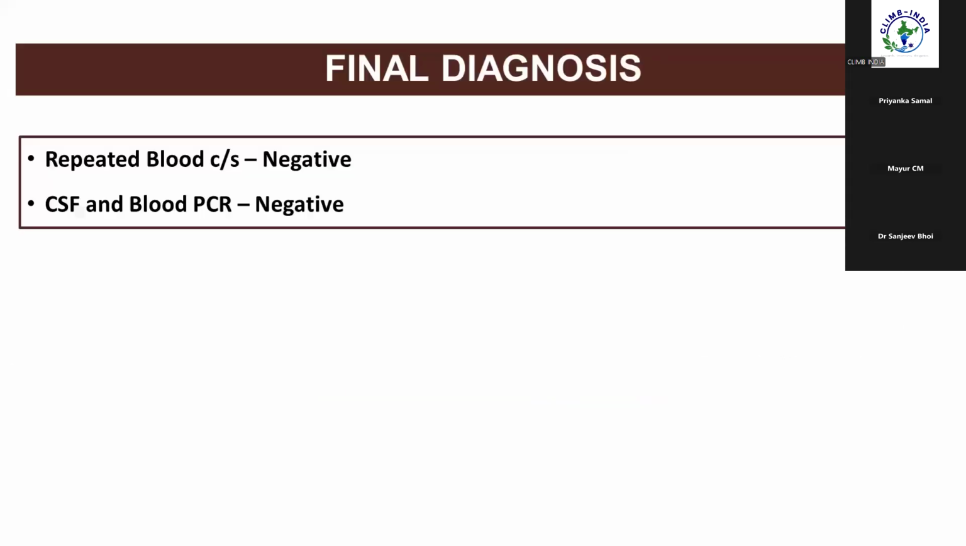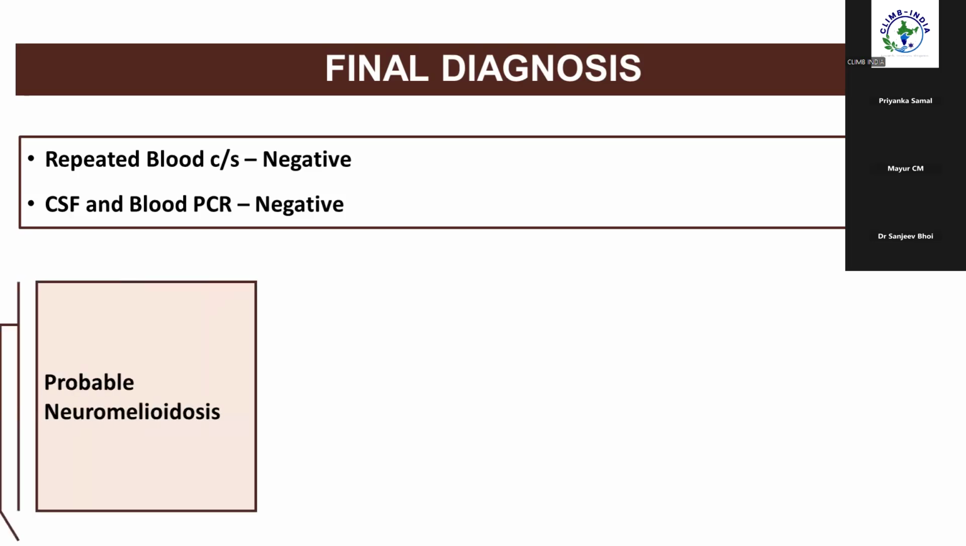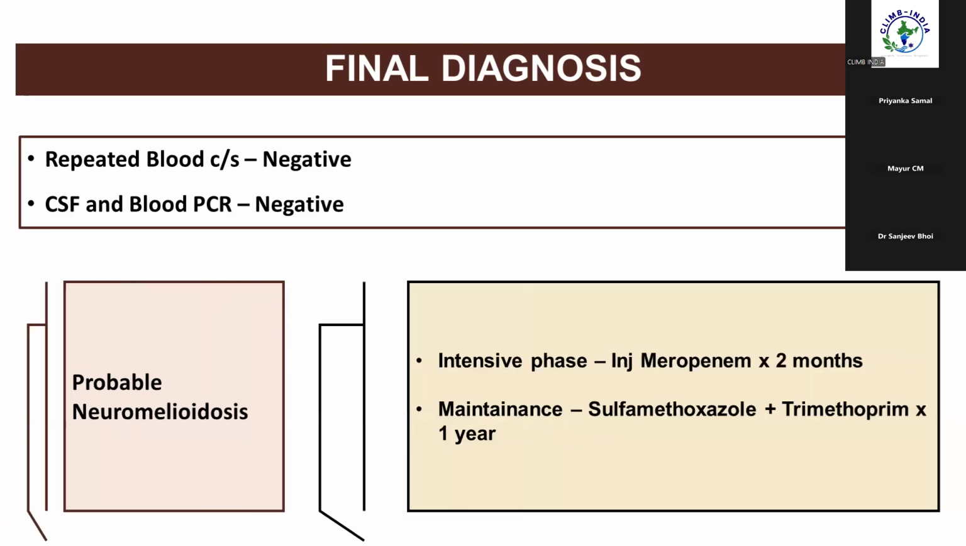Repeated blood cultures were negative, and the CSF and blood PCR for melioidosis, which was thought of from the previous literature, also came out to be negative. Since this was negative, clinically and radiologically we made a provisional diagnosis of probable neuromelioidosis, and treatment was started with intensive phase meropenem for 2 months, and for him the maintenance therapy with cotrimoxazole had to be given up to 1 year.